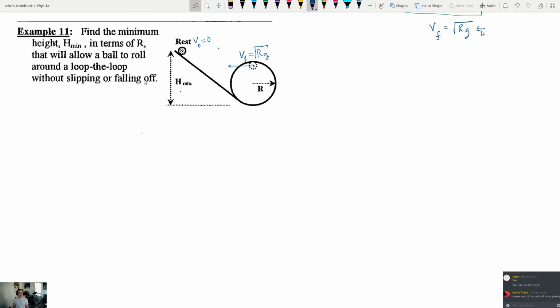This represents the minimum velocity at the top so that the ball doesn't leave the track, basically. Or just barely leaves the track is basically what it is.